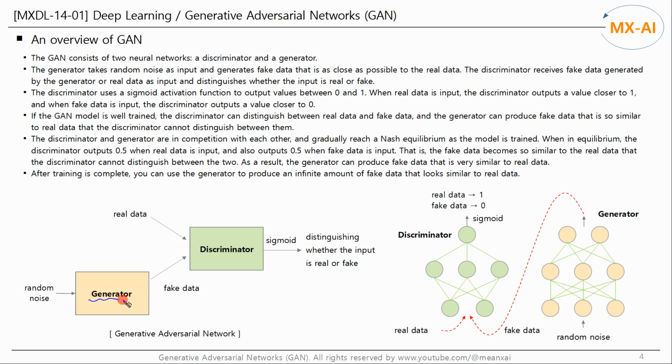The GAN consists of two neural networks, a generator and a discriminator. The generator takes random noise as input and generates fake data that is as close as possible to the real data. The discriminator receives fake data generated by the generator or real data as input and distinguishes whether the input is real or fake.